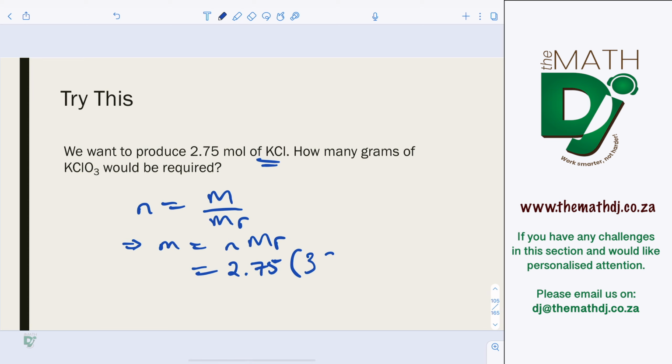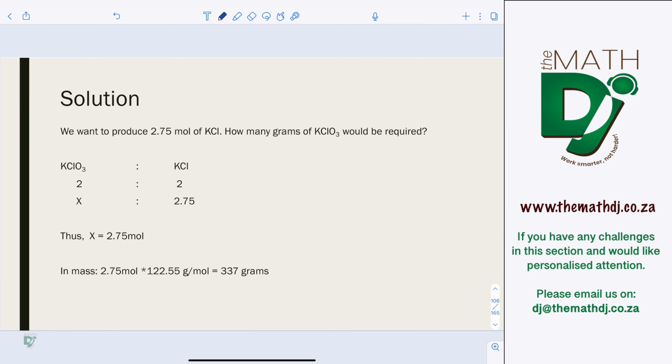So 39 plus 35.5 plus 16 for oxygen, but remember it's times 3 now. When you simplify it, you use your calculator to find the final answer. This should be the final answer you get. I believe everything is clear. Once you master how to manipulate these formulas, all these stoichiometry questions will be easy.